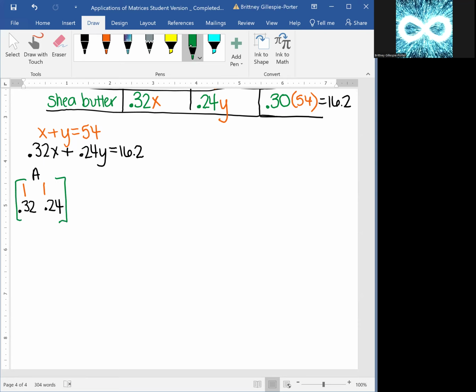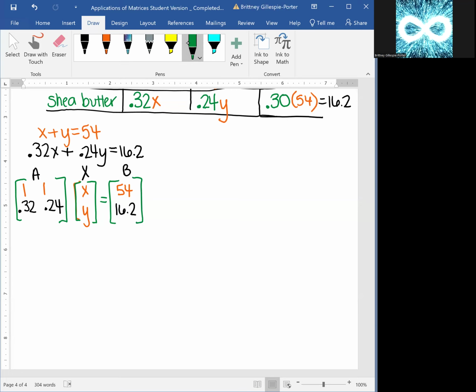My X is my variable matrix, which remember, it goes vertically. It's going to be a 2 by 1 of X, Y. And that's going to be equal to matrix B. Matrix B is our constant matrix, or you can think it's our equal to matrix. In the top row, our first equation, we're equal to 54. And in the second equation, or second row, we're equal to 16.2.